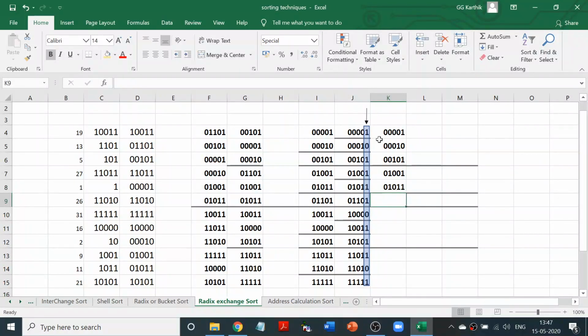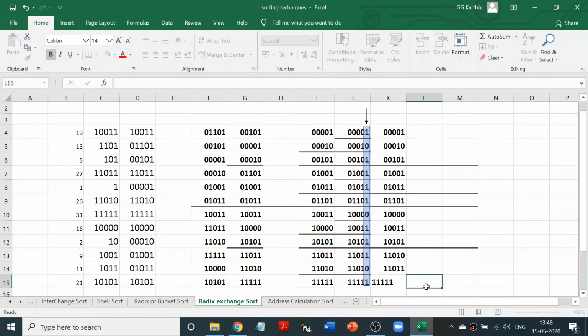011. Here also single list only is there, 011, no division is required. So here also no division is required. Here also no division is required. Here also. Here there are two things, so you have to divide them. First 0 will come on top, so 11010. Here 11011. Then comes 11111. Right? So this is going to be your sorted list.